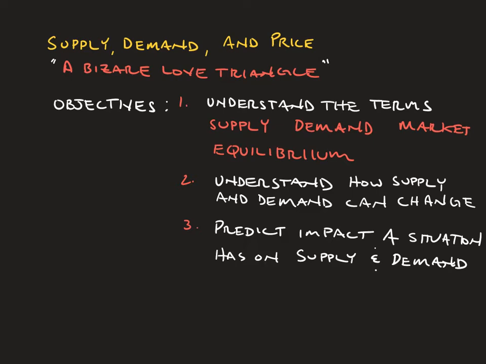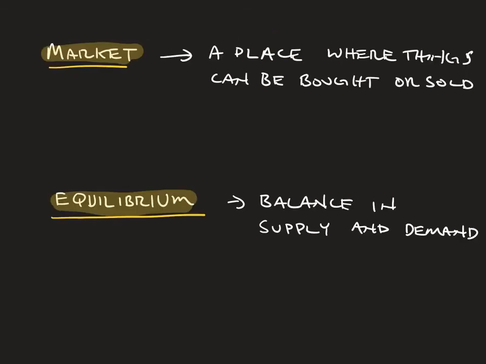Our objective is to understand some basic terms, the terms supply, demand, a market, and equilibrium. We're going to try to understand in this lesson how supply and demand can change over time, and we're going to try to predict the impact a situation has on supply and demand. Starting with some very, very basic terms that we should all know.